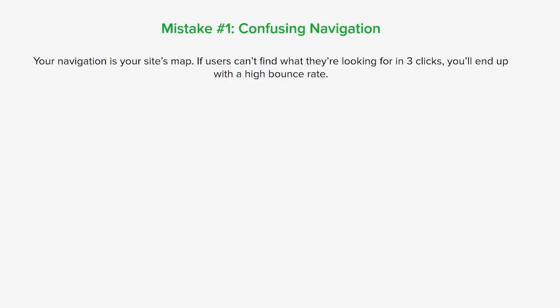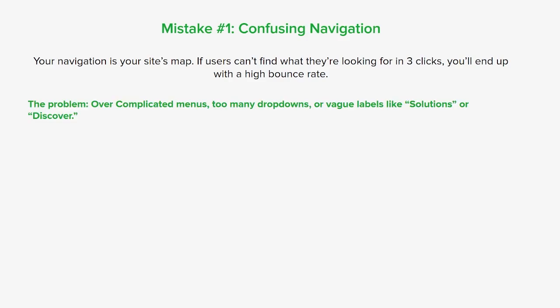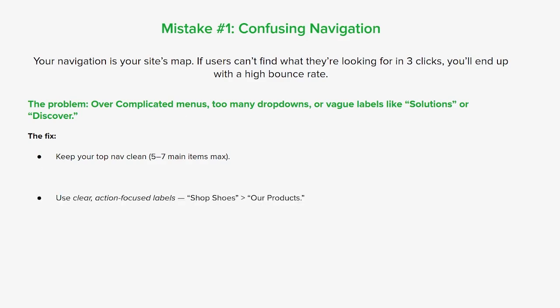Websites with drop-downs inside drop-downs, random categories like solutions or discover that mean nothing to normal people. While the labeling is very vague, it doesn't invite users to keep exploring. When it comes to users, one thing you need to understand is they don't really want to explore, they need to find. So you want to keep your top level navigation clean. Ideally 5 to 7 main items max, and then use drop-downs to add any more additional items if you need. And use clear action focused labels, like shop shoes is better than our products.